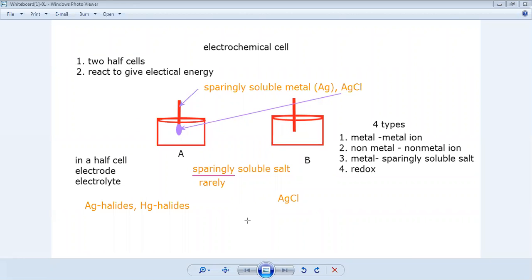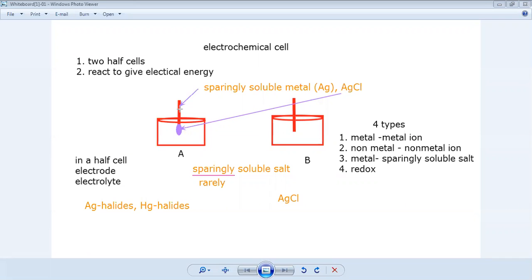Suppose if I am taking mercury, mercury is liquid, but still understand that if I am taking mercury, then what will be the coating over here? HgCl, mercurous chloride. Okay. So now you understood up to this about the rod. Then we will talk about the electrolyte. Did you understand about this?